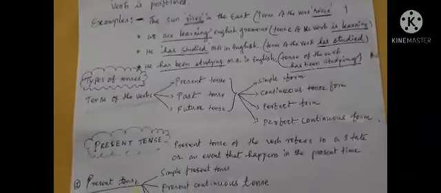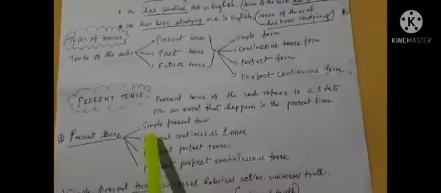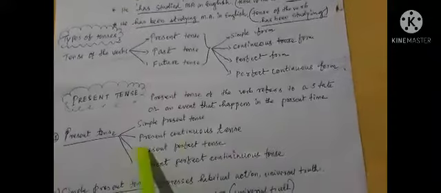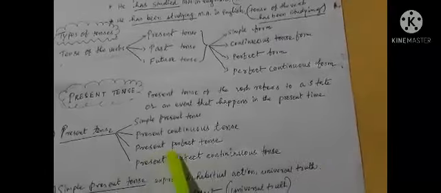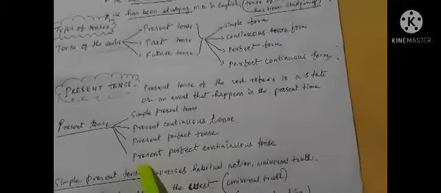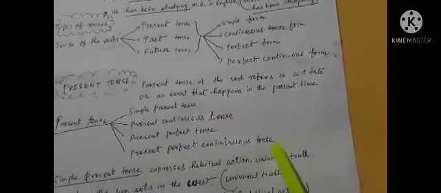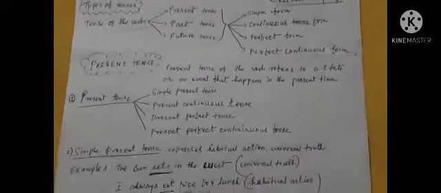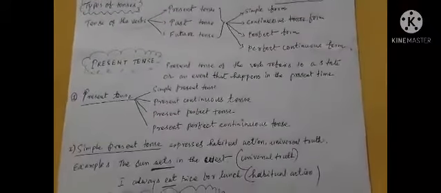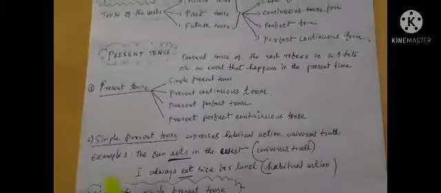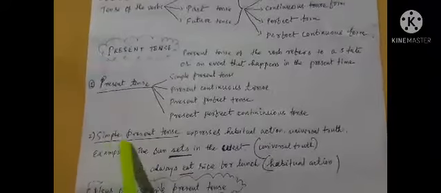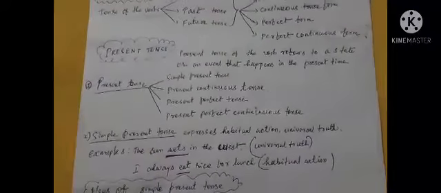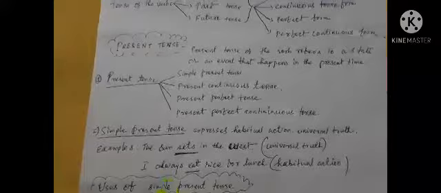So present tense has four forms. The first is simple present tense, the second is present continuous form, the third is present perfect tense, and the fourth is present perfect continuous tense. Now let us discuss them one by one in detail. Let us take the first form of present tense, that is simple present tense. So what is simple present tense?